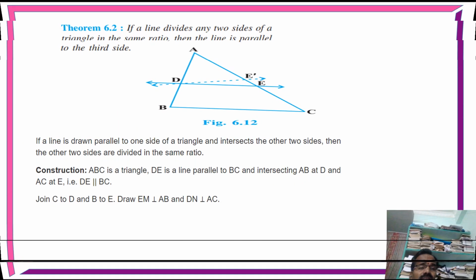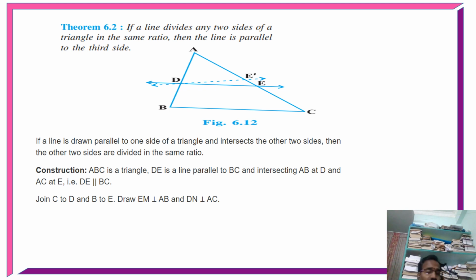The next slide is about the converse of Thales theorem. Thales theorem says if a line segment is parallel to one side of a triangle, it divides the remaining two sides in the same ratio, or proportionally. Its converse is: if a line divides any two sides of a triangle in the same ratio, then the line is parallel to the third side.